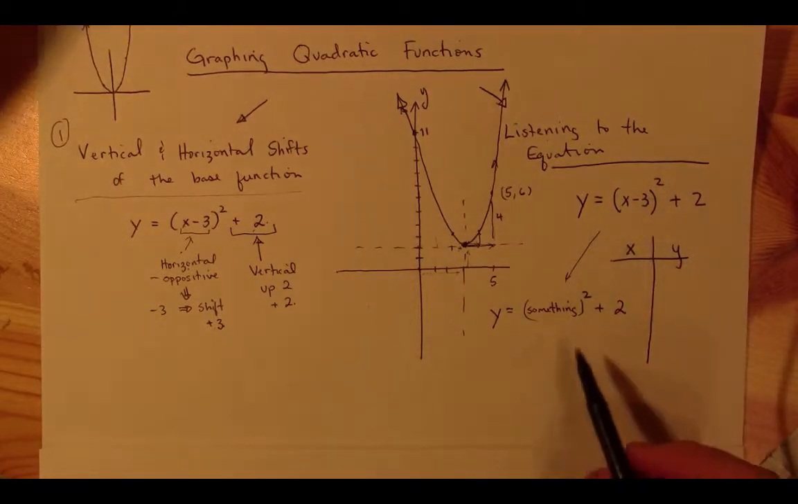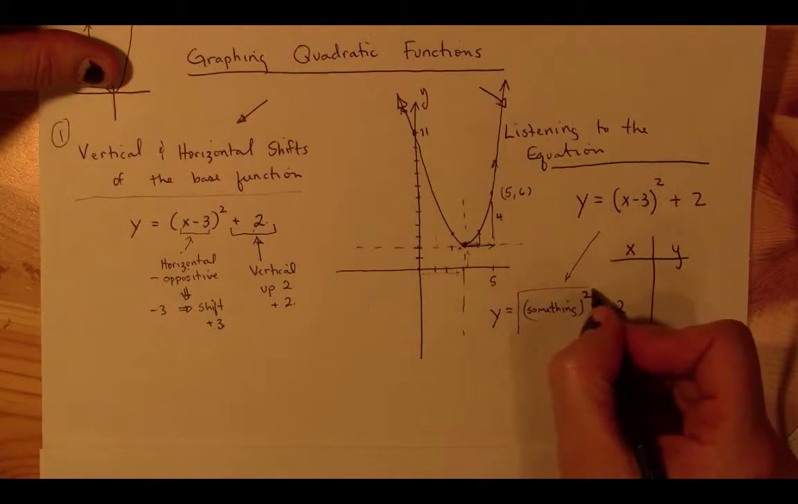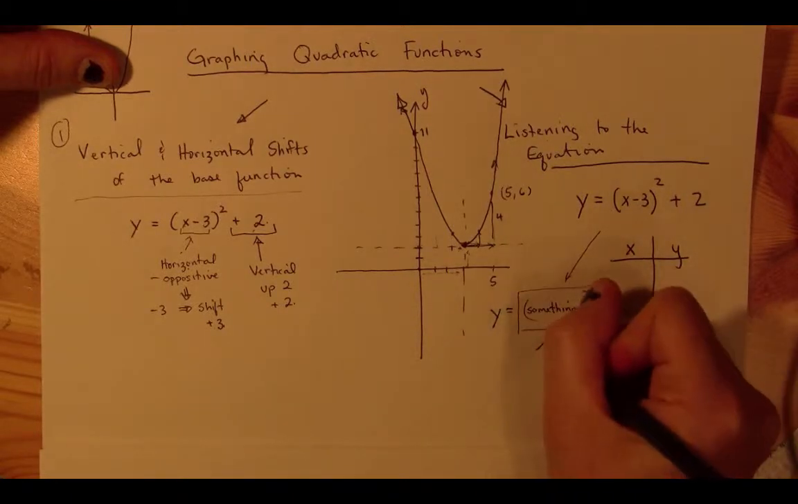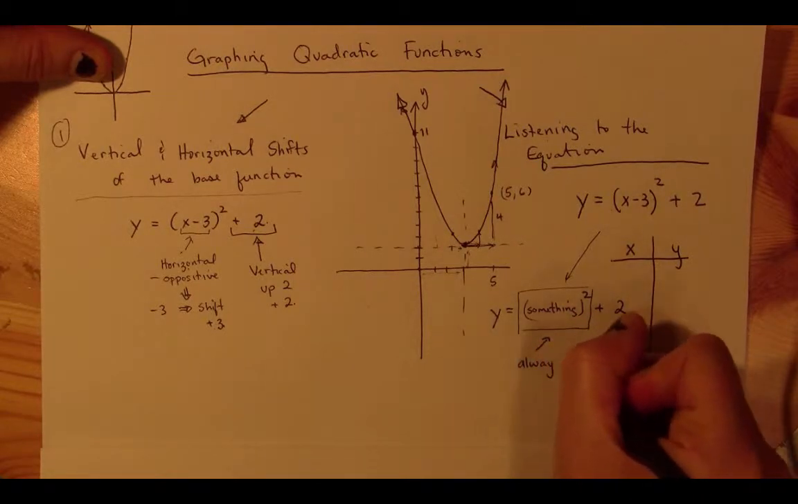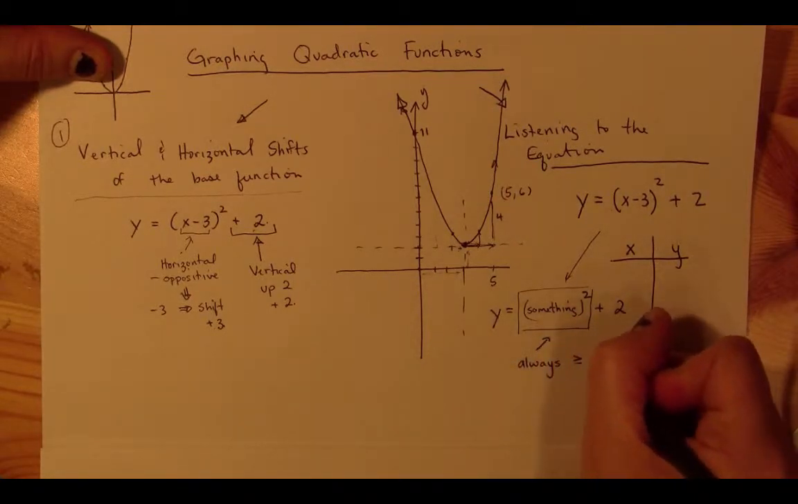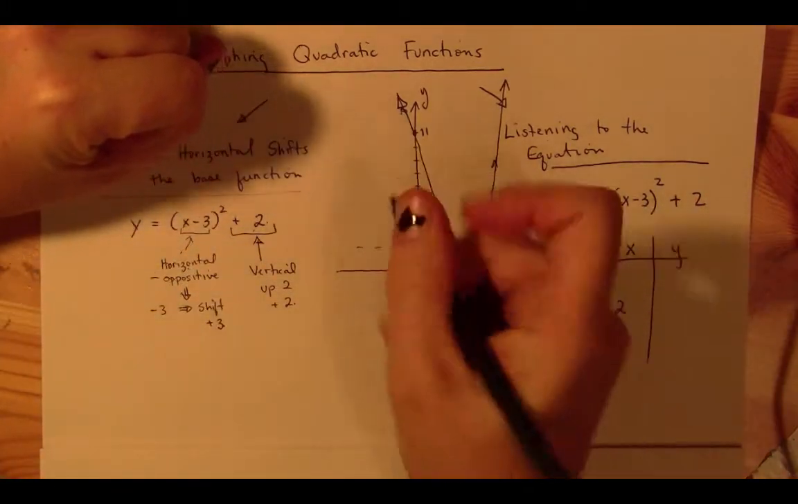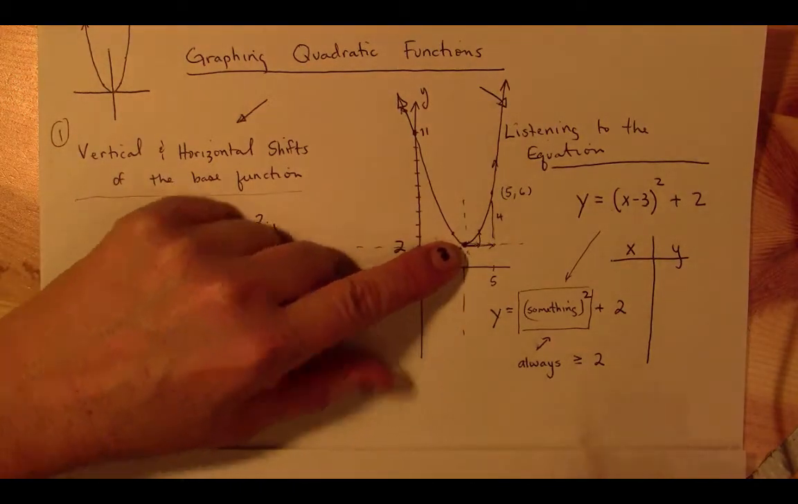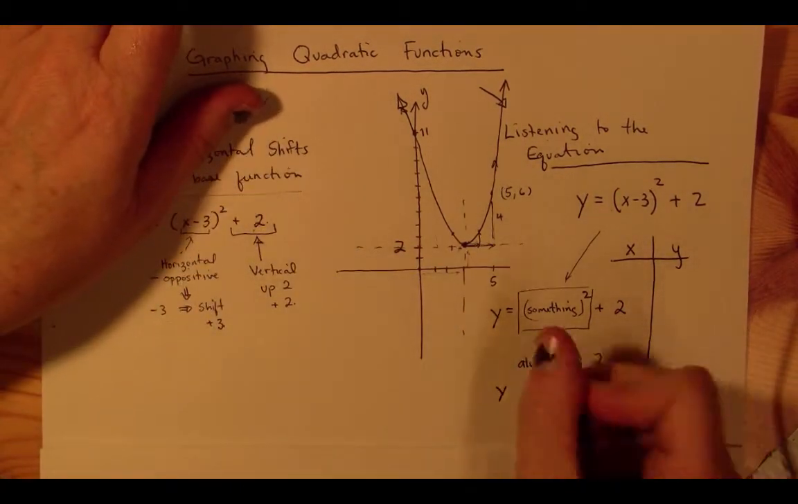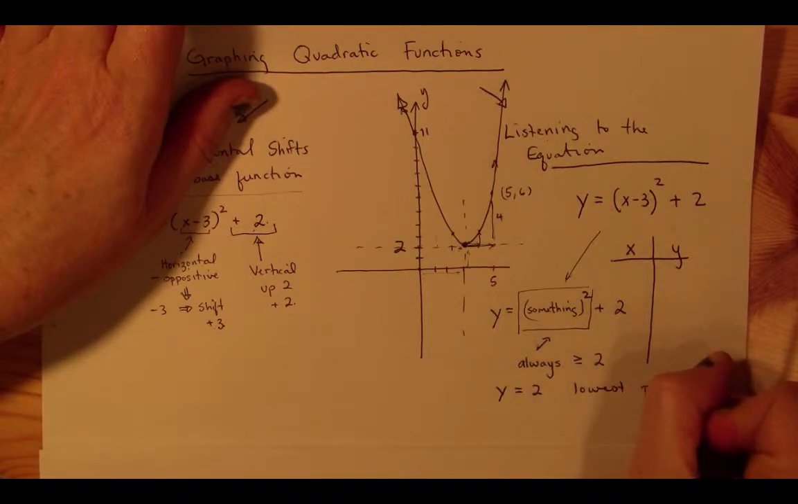So then I start thinking to myself, well, what happens when I square something? So let's look at this whole part here. What do we know about that? Well, it's always going to be positive. It's always greater than or equal to 2. So already I know that all of my outputs will be greater than or equal to 2. So this will be the lowest point on my graph. So y equals 2 will be my lowest point.